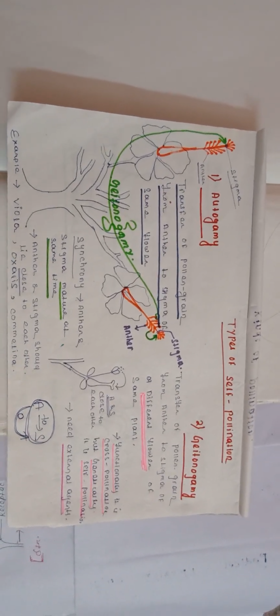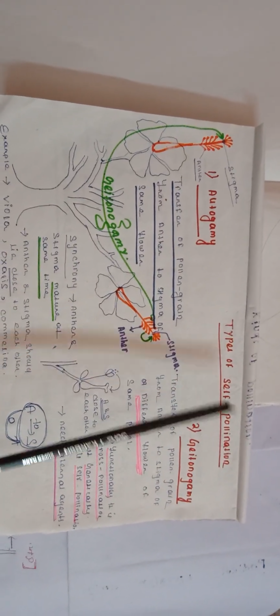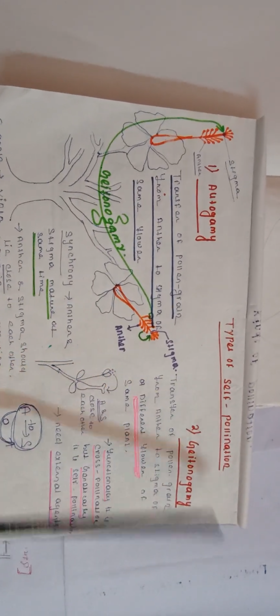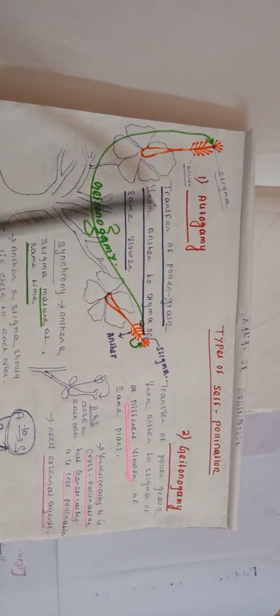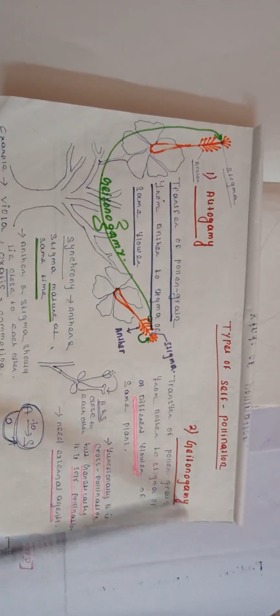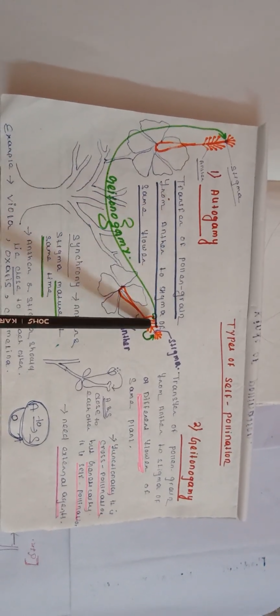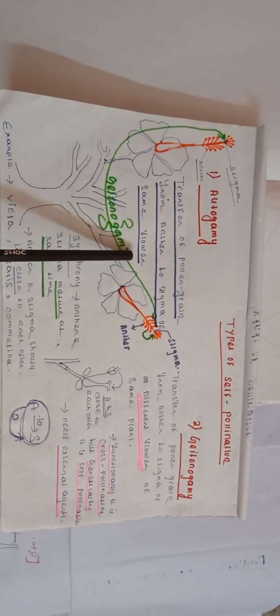Pollination is of two types, self-pollination and cross-pollination. This is the type of self-pollination. What is self? Self means खुद का है, खुद का. Self-pollination is also of two types, autogamy and heterogamy. What is autogamy? The transfer of pollen grain from anther to stigma of the same flower.